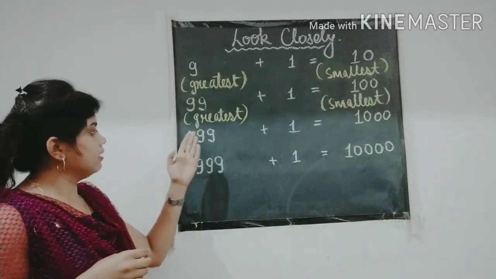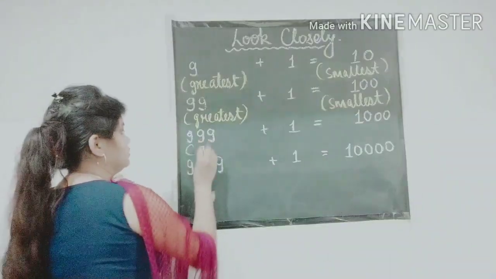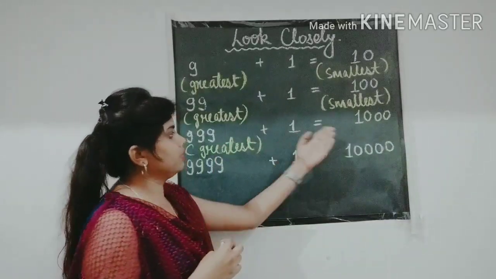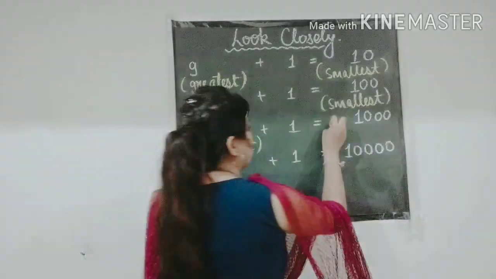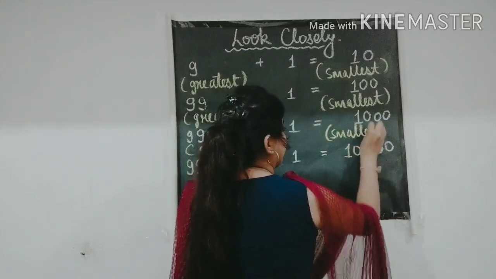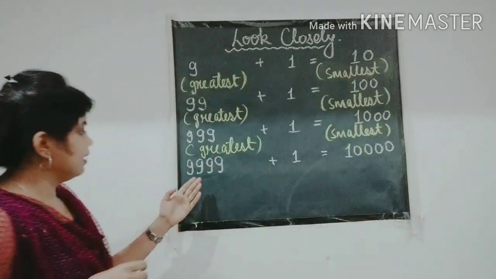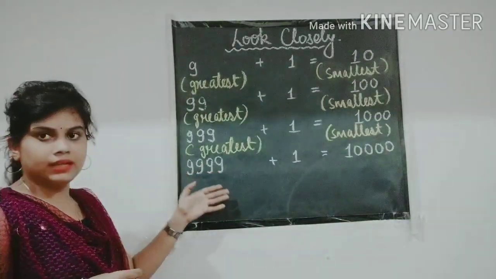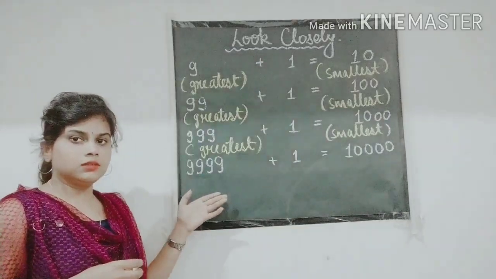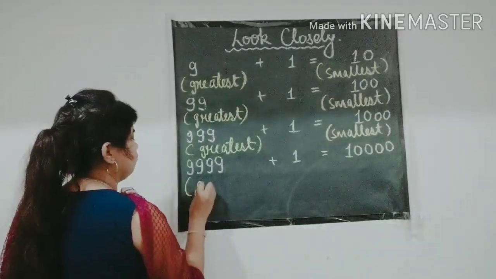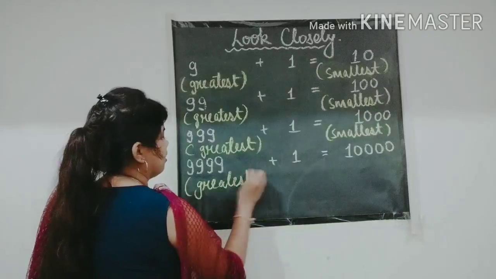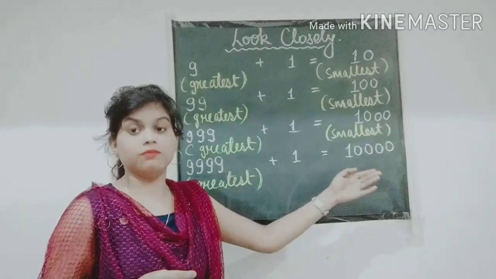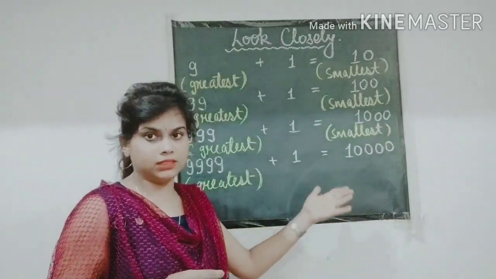Next, 999, which is the greatest three digit number, and when we add 1 to it we get 1000, which is the smallest four digit number. Now this is all new for you. 9999 is the greatest four digit number. When we add 1 to it we get 10,000, which is the smallest 5-digit number.